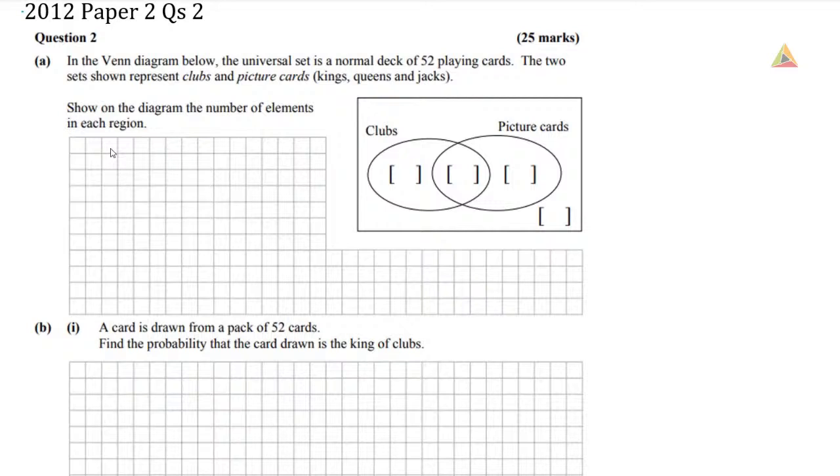So it says in the Venn diagram below, the universal set is a normal deck of 52 playing cards. The 2 sets shown represent the clubs and the picture cards, the kings, the queens and the jacks. So show on the diagram the number of elements in each region. So clubs, there are 13 clubs. Picture cards, there's going to be the jack, the queen and the king of hearts, of spades, of diamonds and of clubs. So that means that there's 12 of them.